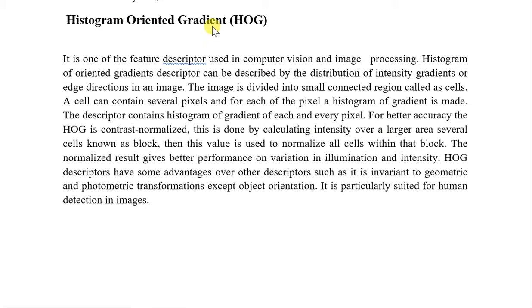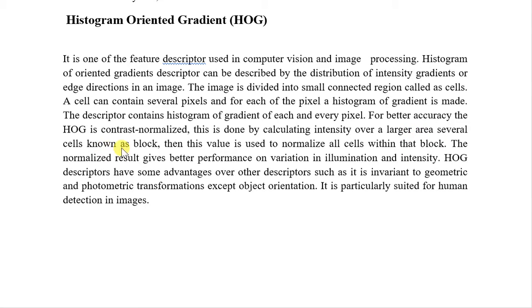First, histogram of oriented gradients, that is HOG, which is one of the feature descriptors used in computer vision and image processing. The histogram of oriented gradients descriptor can be described by the distribution of intensity gradients or edge directions in an image. The image is divided into small connected regions called cells, and each cell contains several pixels. For each cell, a histogram of gradients is made. The descriptor contains the histogram of gradients, and for better accuracy, HOG is contrast normalized, which is done by calculating intensity over a larger area.